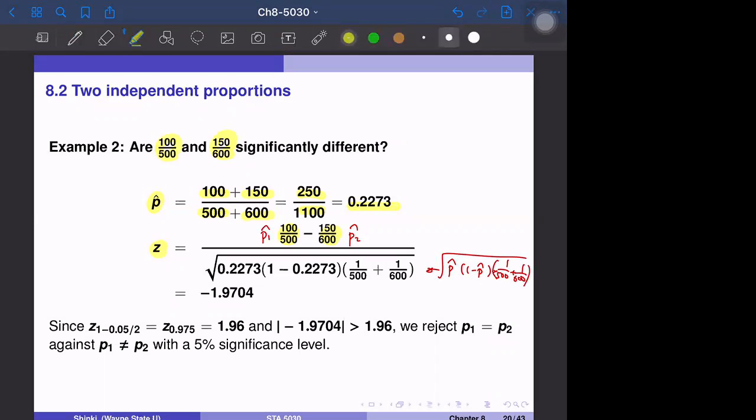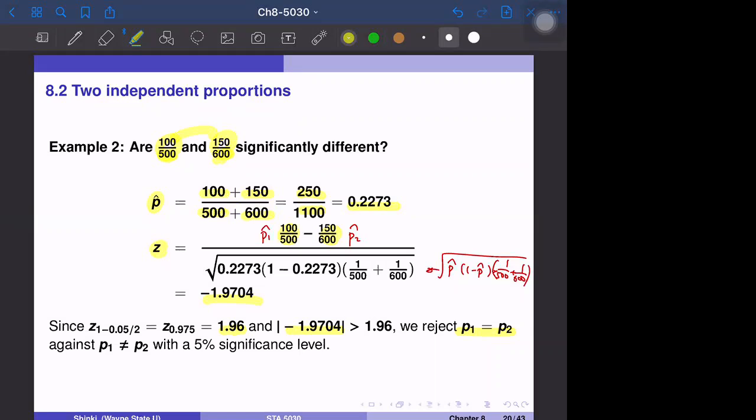Then that becomes negative 1.97. So you can see this is a very marginal case. If we have the 5% significance level, the threshold is 1.96, so we barely reject the null hypothesis. So we reject P1 is equal to P2. So if we have a 5% difference with the sample sizes 500 and 600, then we barely reject the null hypothesis.